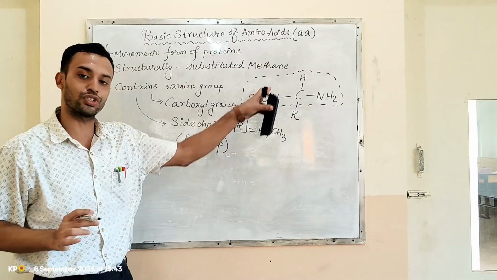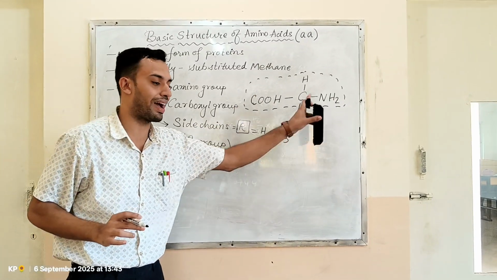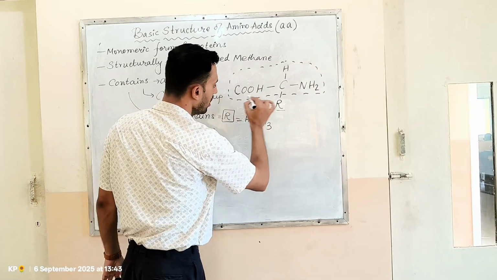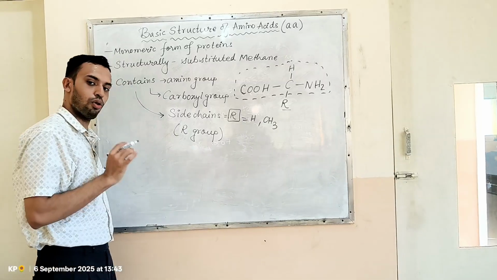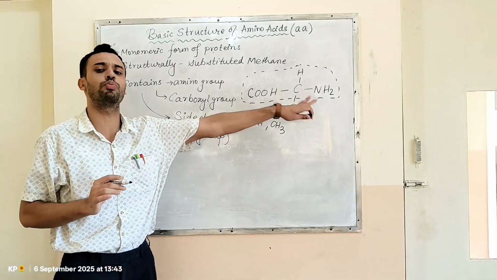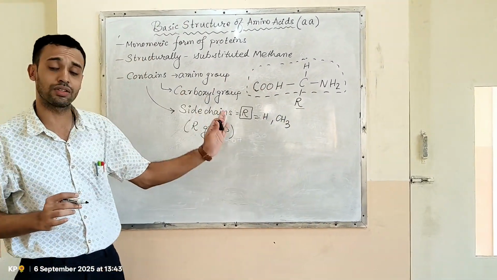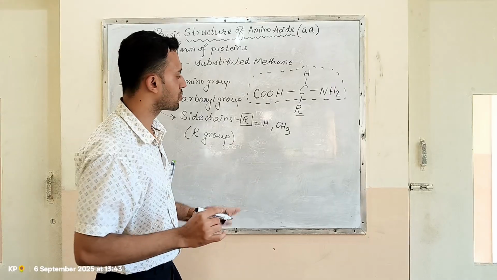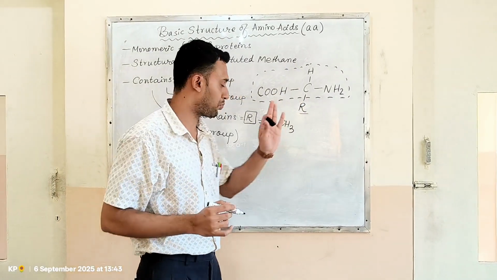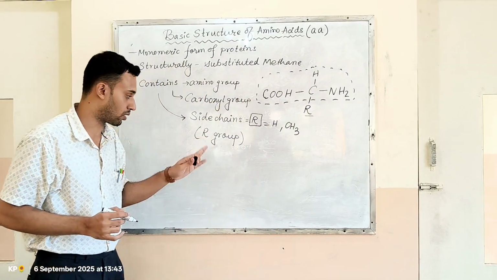What differs from every amino acid? This much is the common area for all amino acids. Only the R group will vary from one amino acid to the other. Now, in nature, there are 20 types of amino acids. We are coming to that later on.